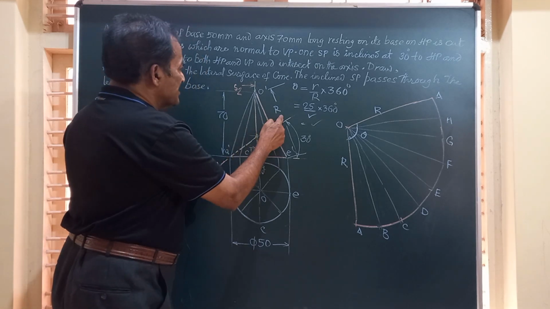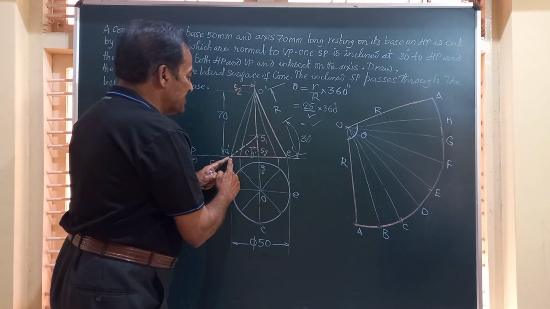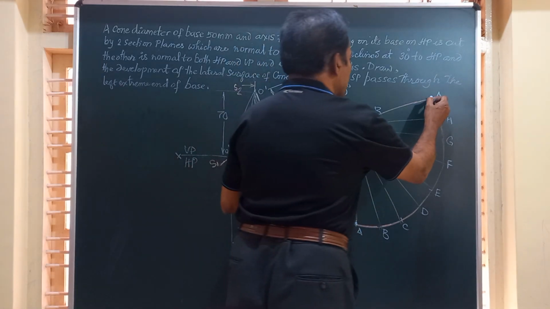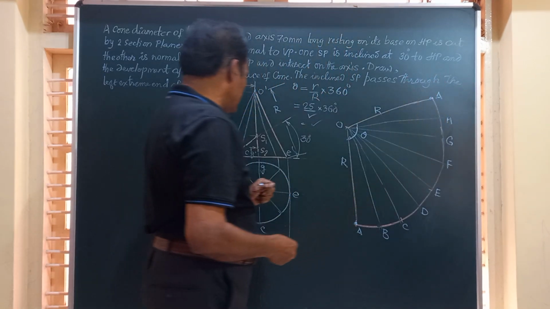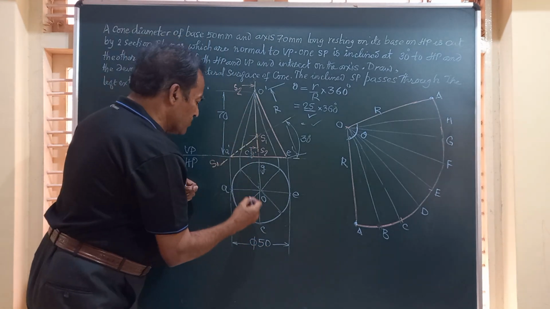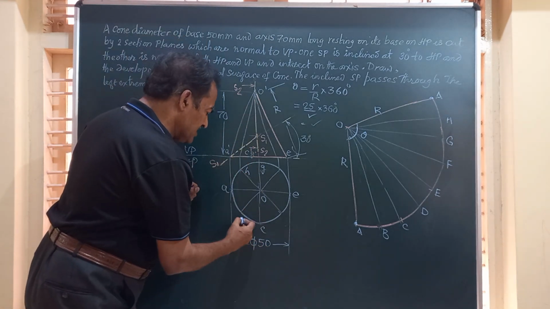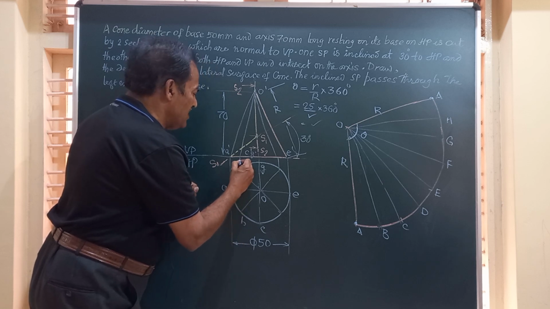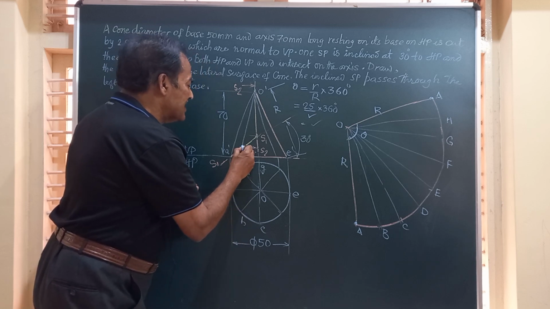Friends, the section plane S1 is passing through A. So A is going to be one of the points. Yes, I have marked a point A. Then OB and OH, this is H, this is B. So OB and OH fall on the same line and these two are cut here.